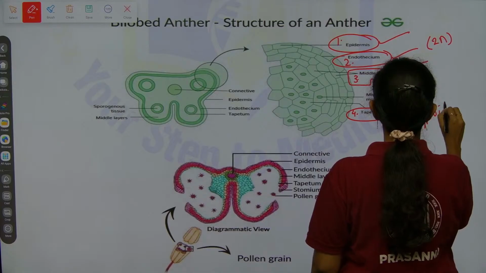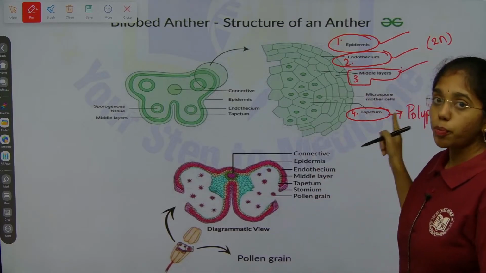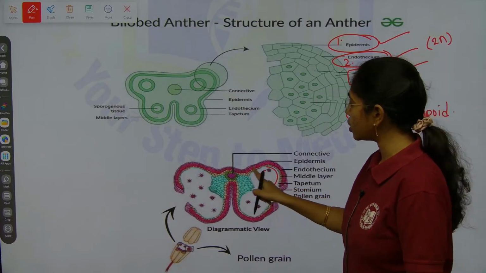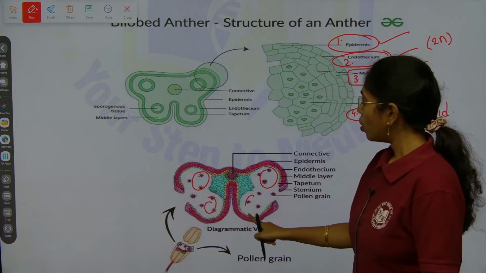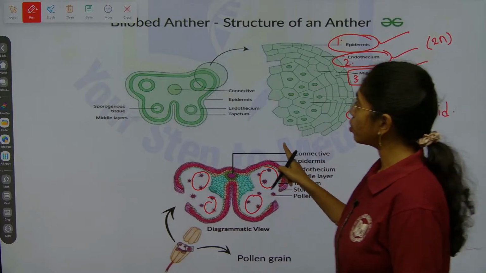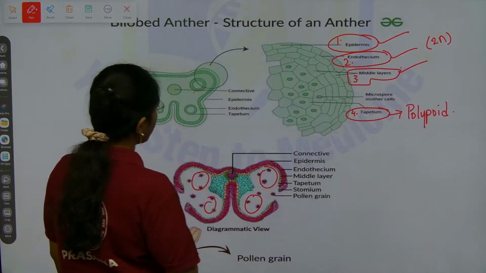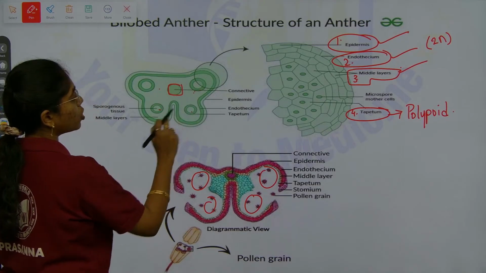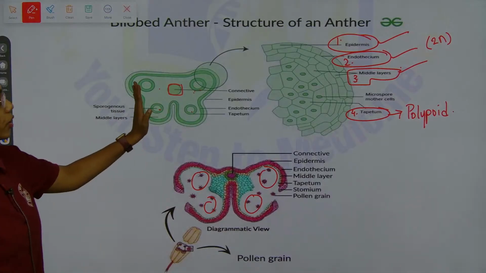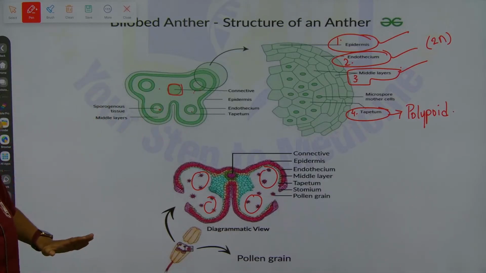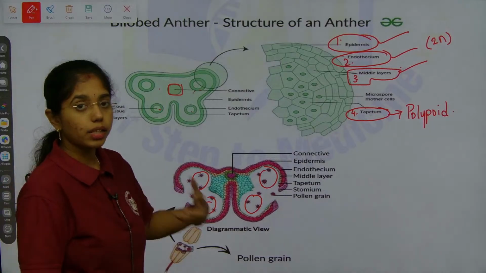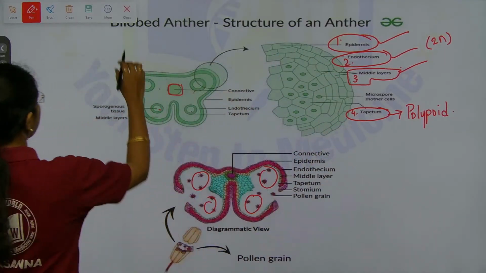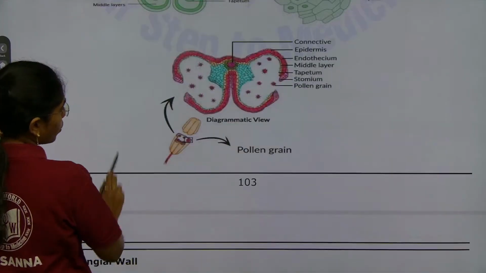The tapetum is the innermost wall layer of the anther. This polyploid layer gives nourishment to the sporogenous tissue present at the center. At the center you have connective tissue, which connects the sporogenous tissues present in the 2 lobes. Now in the answer you have to systematically describe each wall layer of the anther. So look into it clearly.